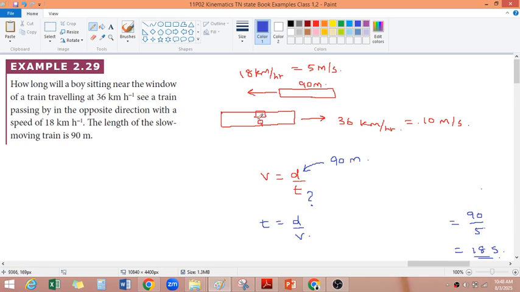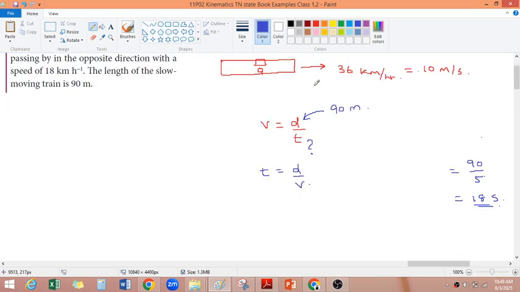However, right now I am not sitting in a stationary platform. I am sitting in a train which is also moving at 36 km per hour. That means the velocity here, I should not take it as 5 meter per second. I should take the relative velocity between this and this. The relative velocity will be 10 minus of minus 5, so it will become plus, so 15. Everyone following what I'm saying?